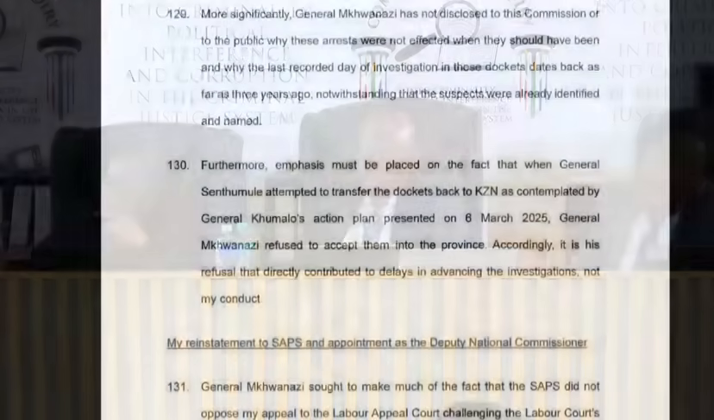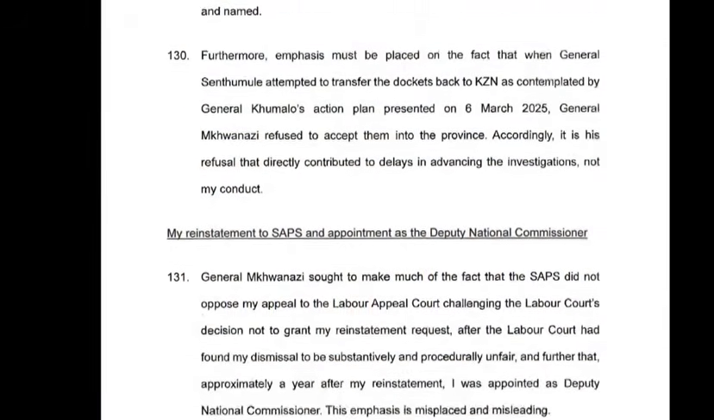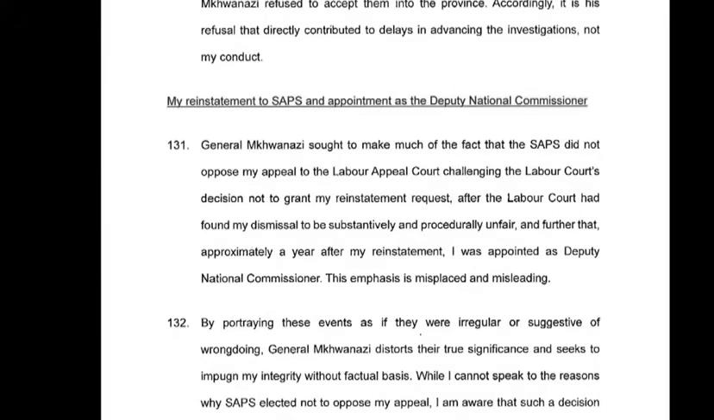Let me proceed. You have paragraph 131. My reinstatement to SAPS and appointment as the Deputy National Commissioner. General Mkhwanazi sought to make much of the fact that the SAPS did not oppose my appeal to the Labour Court, challenging the Labour Court decision not to grant my reinstatement request, after the Labour Court had found my dismissal to be substantively and procedurally unfair, and further that approximately a year after my reinstatement, I was appointed as a Deputy National Commissioner. This emphasis is misplaced and misleading.